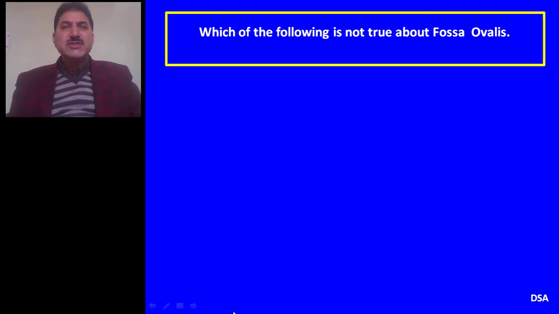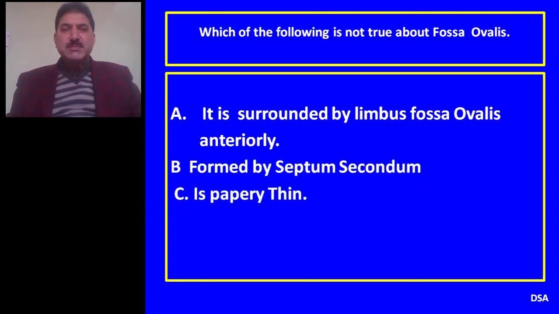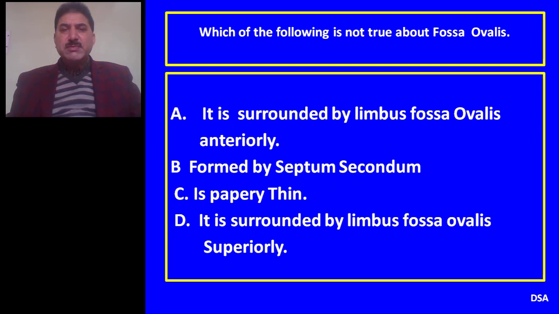Our last question is, which of the following is not true about fossa ovalis? A. It is bounded by limbus fossa ovalis anteriorly. B. It is formed by septum secundum. C. It is papery thin. D. It is surrounded by limbus fossa ovalis superiorly. B is the wrong option. It is formed by septum primum, not septum secundum.